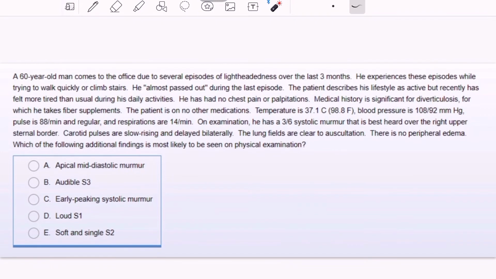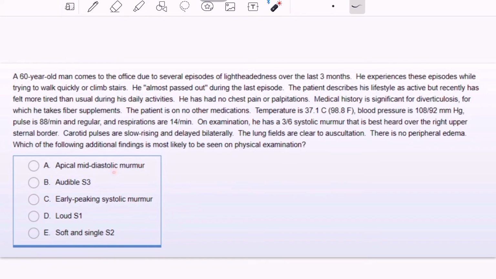On examination, he has 3/6 systolic murmur that is best heard over the right upper sternal border. At the right upper sternal border, we know that the murmur of aortic stenosis can be best heard. Carotid pulses are slow rising and delayed. If you remember, pulsus parvus et tardus, they're talking about that. And the lung fields are clear to auscultation. There is no peripheral edema. Which of the following additional findings is most likely to be seen on physical examination?